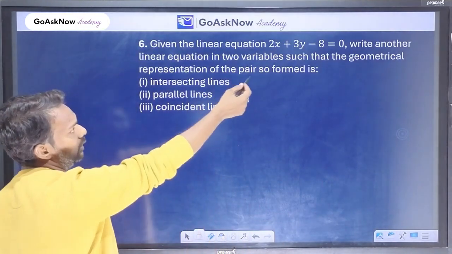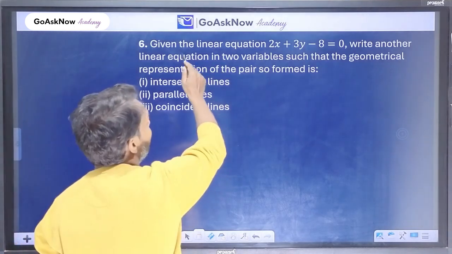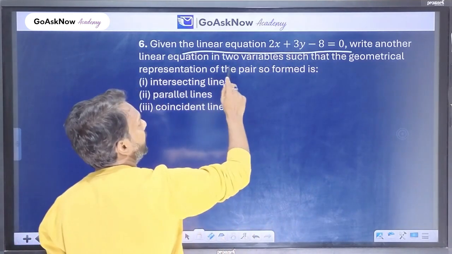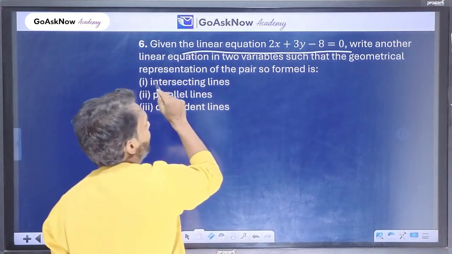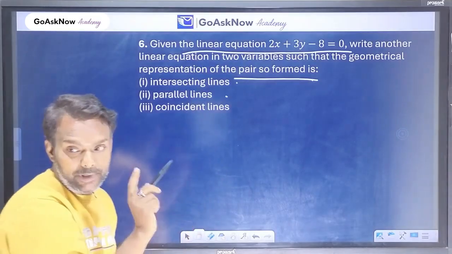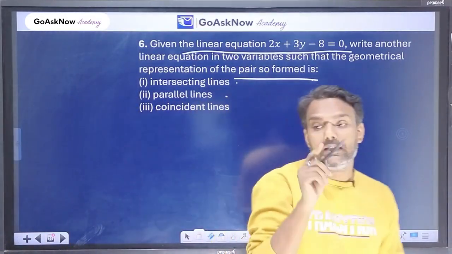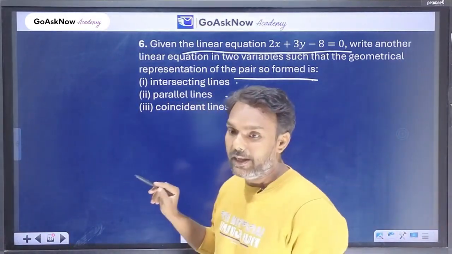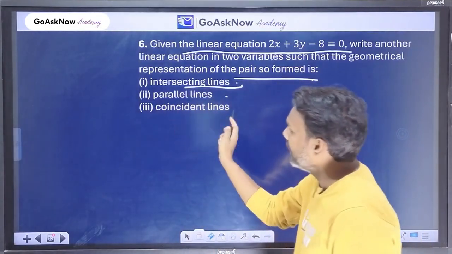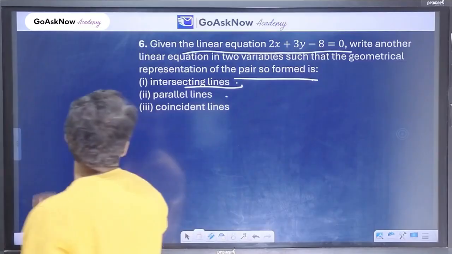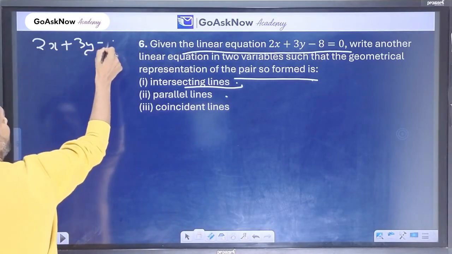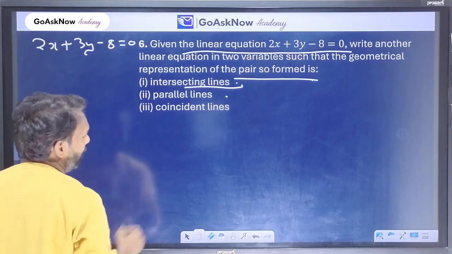Given the linear equation 2x plus 3y minus 8, write another linear equation in two variables such that the geometrical representation of the pairs so formed is intersecting, parallel lines and coincident. Means you have already been given an equation, and you have to form another equation which represents intersecting lines, parallel lines and coincident lines. We will do this like this. 2x plus 3y minus 8 is equal to 0.